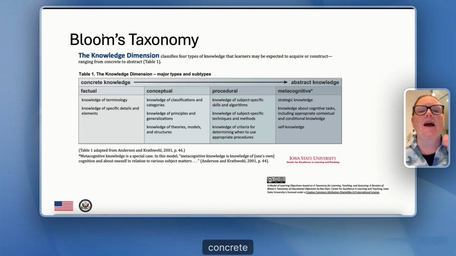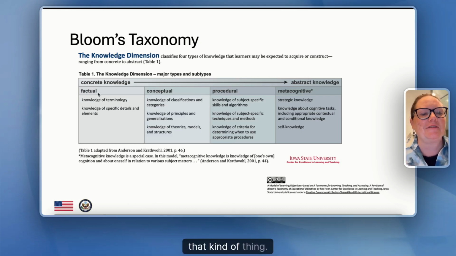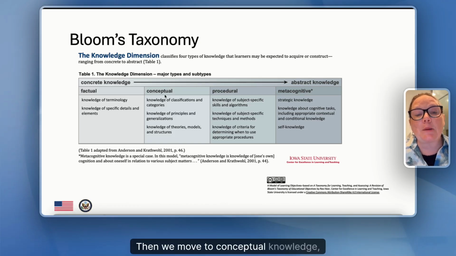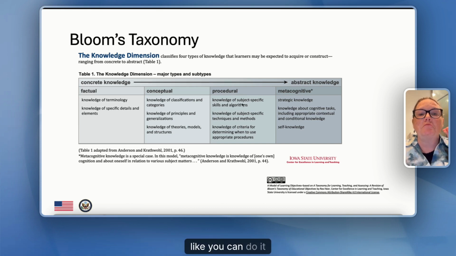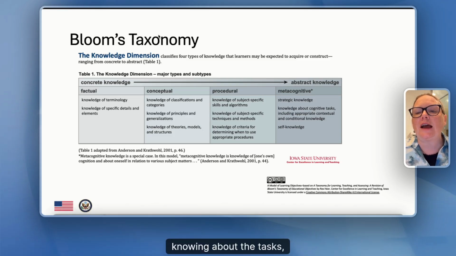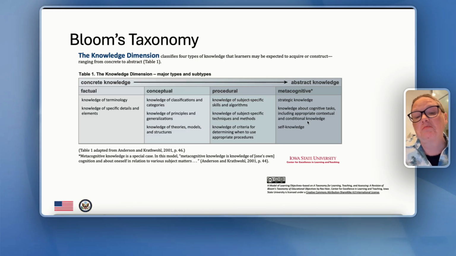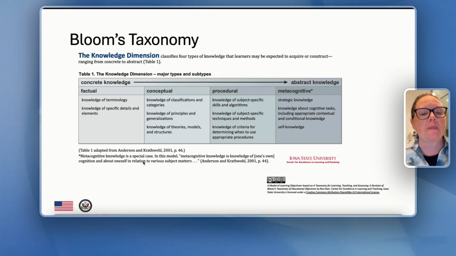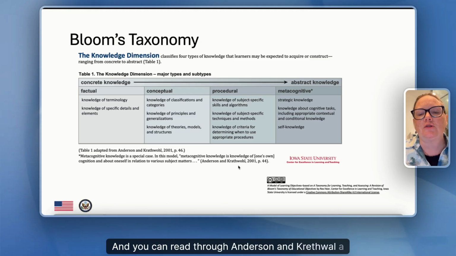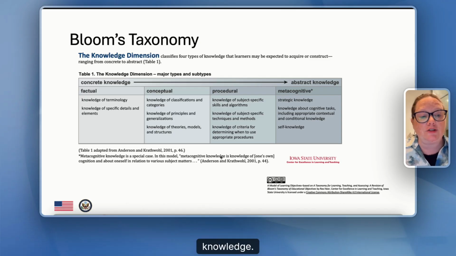If we think about concrete knowledge, that's like the factual knowledge, the definitions, that kind of thing. Then we move to conceptual knowledge, where you can understand the idea. Procedural knowledge, like you can do it. And metacognitive, knowing about the tasks, including when and where to use it, and self-knowledge. It says down here, metacognitive knowledge is a special case, and you can read through Anderson and Krathwohl a little more about that. But that's one way to think about knowledge.